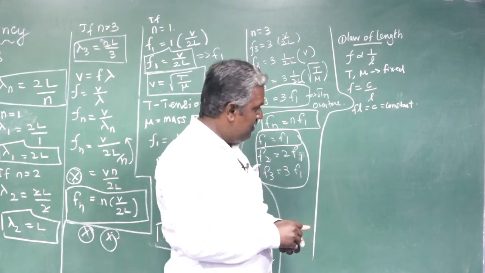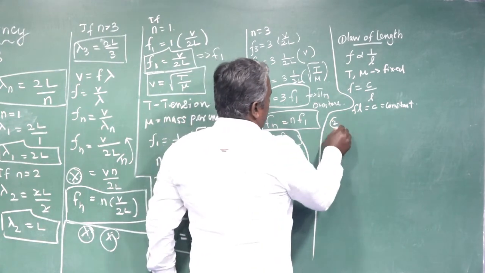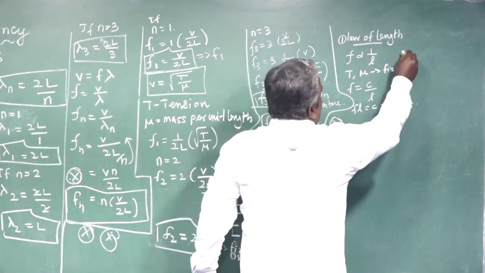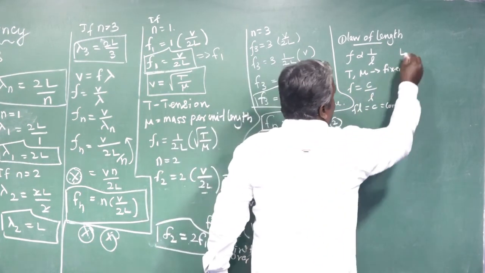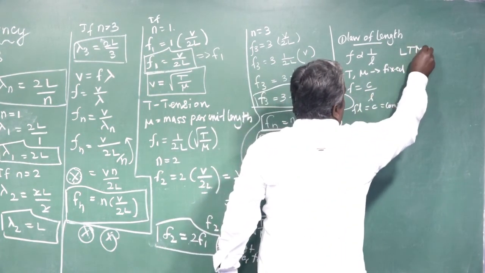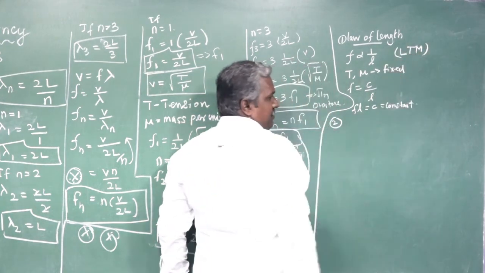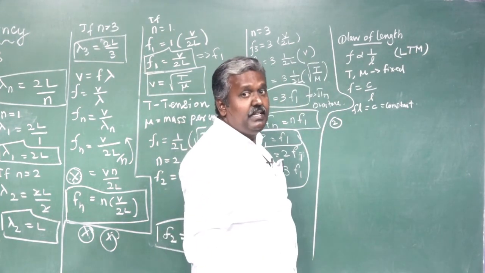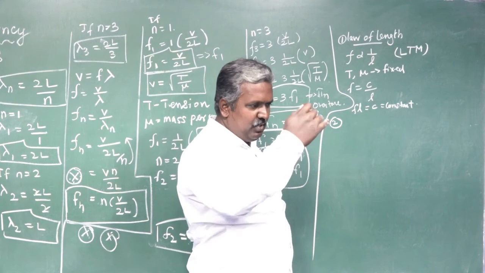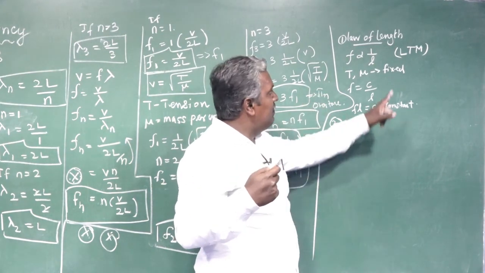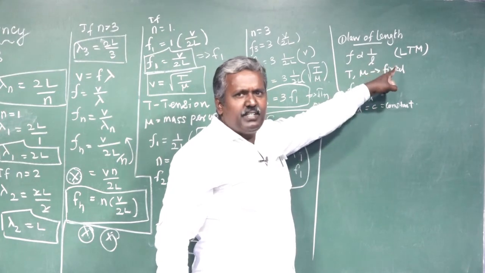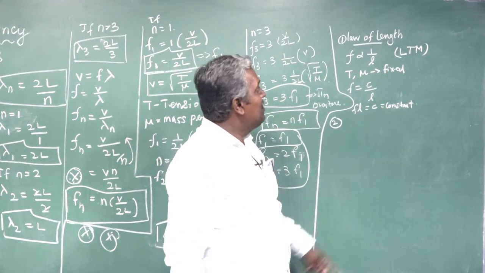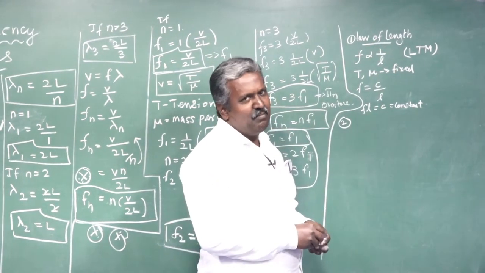Then keep in your mind, while writing the 3 laws in this topic, LTM, like ATM. Keep in mind LTM, that is important because you can write in order with the help of the symbol LTM. L means length, T means tension, M means mass. So the law of length is completed.